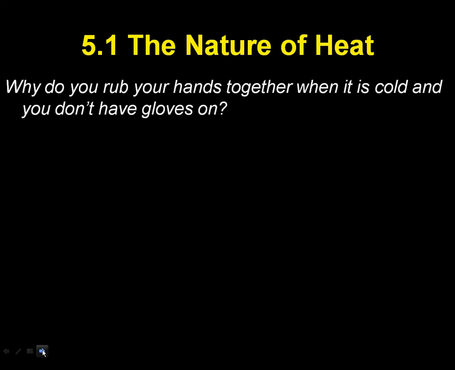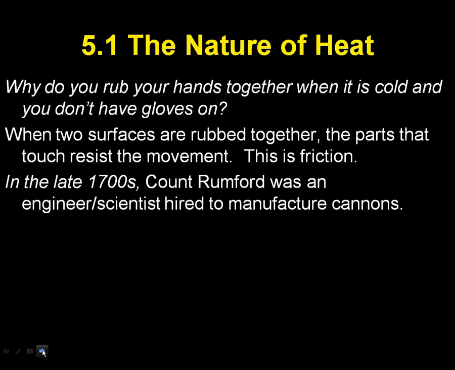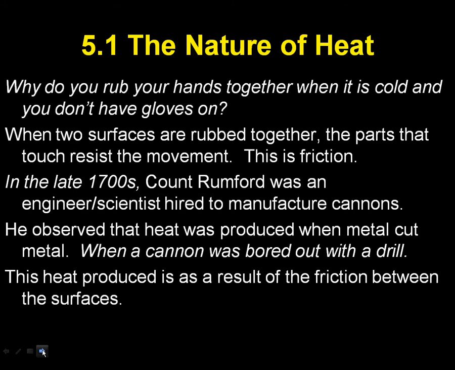The nature of heat. Why do you rub your hands together when it is cold and you don't have gloves on? When two surfaces are rubbed together, the parts that touch resist the movement. This is friction. In the late 1700s, Count Rumford was an engineer-scientist hired to manufacture cannons. He observed that heat was produced when metal cut metal, when a cannon was bored out with a drill. This heat produced is a result of the friction between the surfaces.